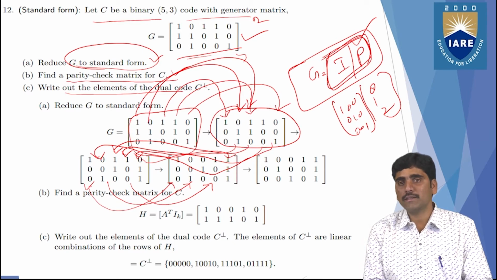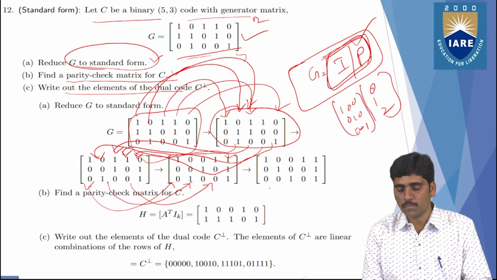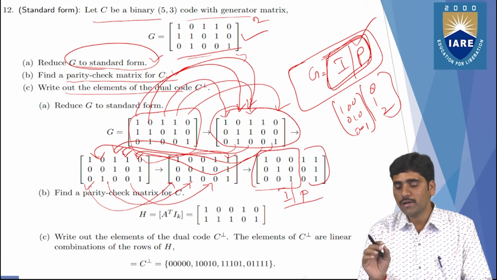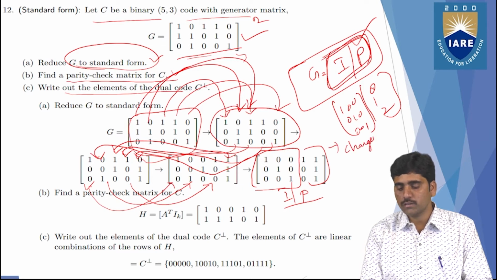To obtain the I | P form, finally we achieved this. This is the I part, and this part is the P part. To achieve this I | P form, we need to remember these two points: one is changing rows with rows, and the other is changing columns with columns.